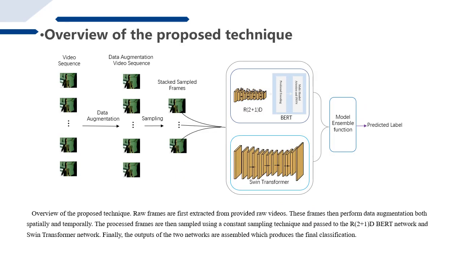Raw frames are first extracted from provided raw videos. These frames then undergo data augmentation both spatially and temporally. The processed frames are then sampled using a constant sampling technique and passed to the R2 plus 1D BERT network and Swin Transformer network. Finally, the outputs of the two networks are assembled, which produce the final classification.